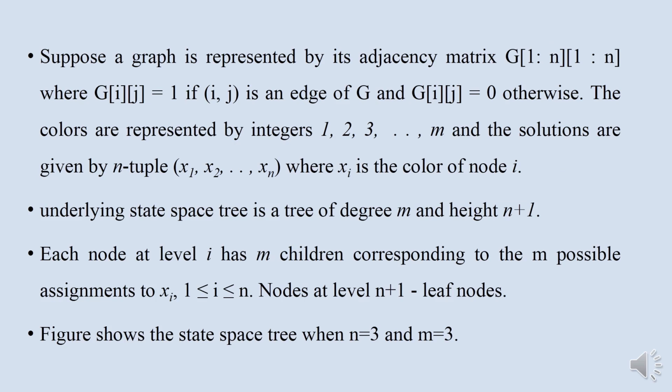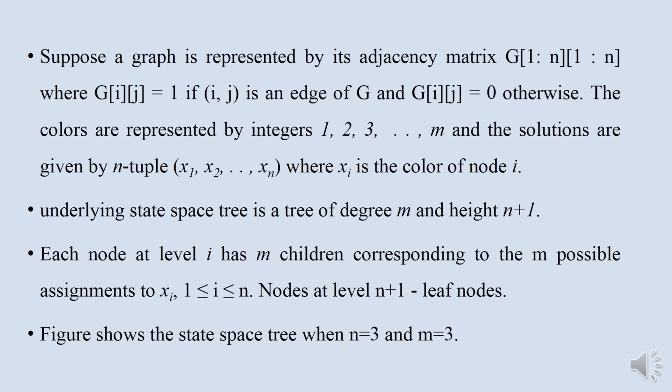Consider a graph represented by its adjacency matrix. So G of n cross n, where n is given by vertex numbers 1 to n and 1 to n. So we have a square matrix where G of i j is equal to 1 only if there is an edge from the ith vertex to the jth vertex. That is, if (i, j) is an edge of the graph G, and G of i j is 0 if there is no edge from the ith vertex to the jth vertex.